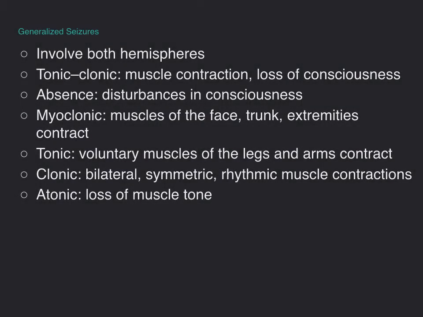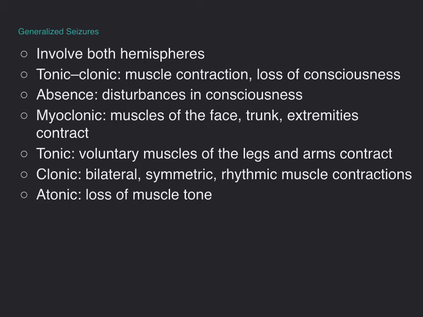Generalized seizures involve both hemispheres of the brain. Tonic-clonic seizures were formerly called grand mal seizures, and they're the most common of the major motor seizures. They result in muscle contraction and loss of consciousness.